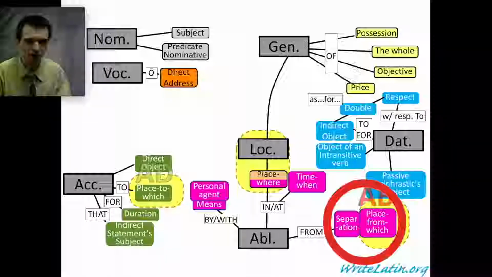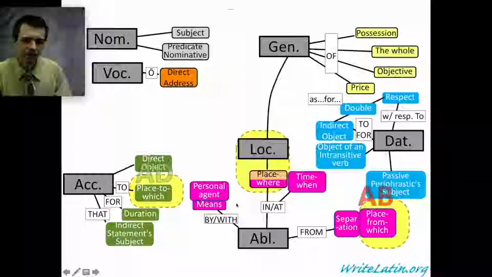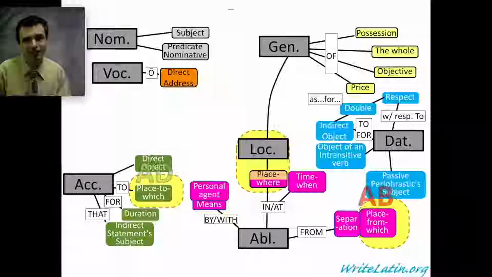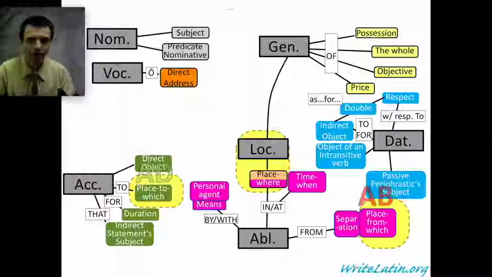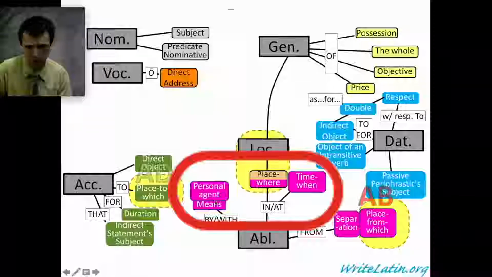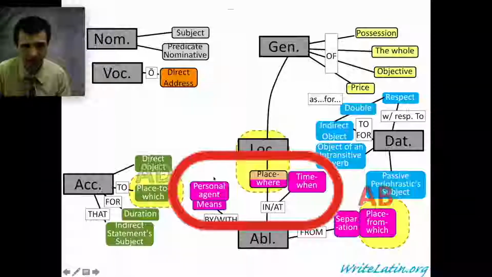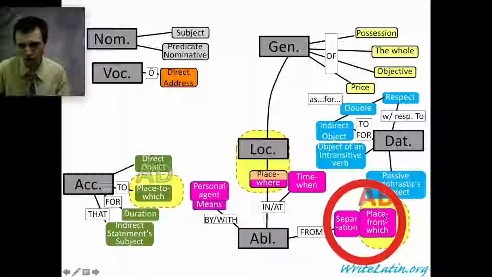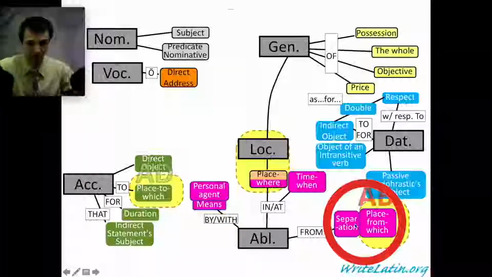That's the way you understand it. Whereas if it were in the context of my house, I am eating, then suddenly it's the sense of at my house or in my house. So these ablatives over here on the left, personal agent, means, place where, time when, all these have the sense of together, whereas those two over there have the separate sense of separation.